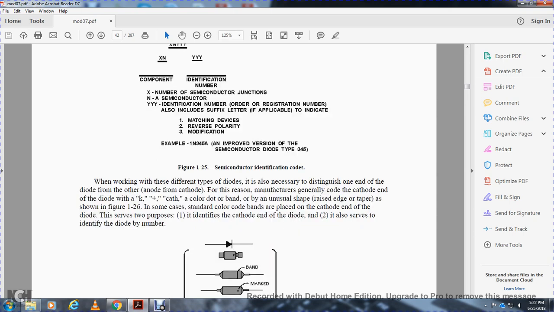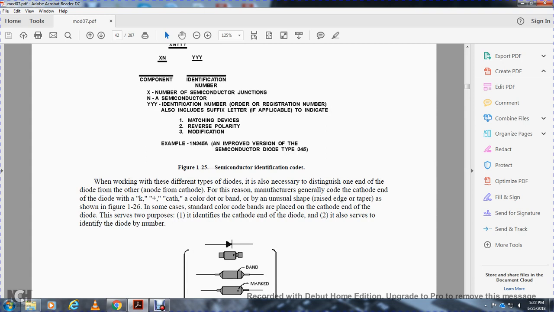When working with different types of diodes, it's necessary to distinguish one end of the diode from the other, the anode from the cathode. For most recent manufacturers, the general code for the cathode end is K or a positive cathode, a color dot or band, or an unusual shape such as a raised edge or taper, as shown in figure 126.